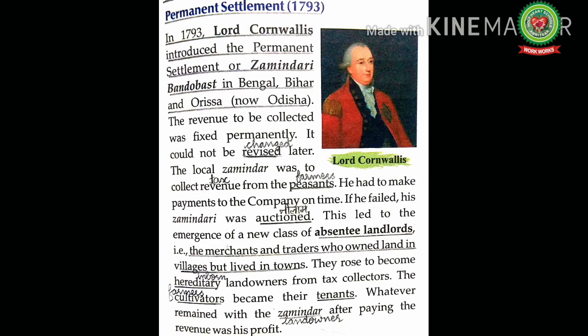The cultivators became their tenants. Tenants means the persons who occupied land or property rented from a landlord. Whatever remained with the zamindar after paying the revenue was his profit. So we can conclude that under the permanent settlement, the zamindars or the landowners were free to fix the rent, and the farmers under this system were reduced to the status of tenants. The land revenue was fixed at 50% of the total produce, and whatever remained with the landowner after paying the revenue to the company was the landowner's profit.